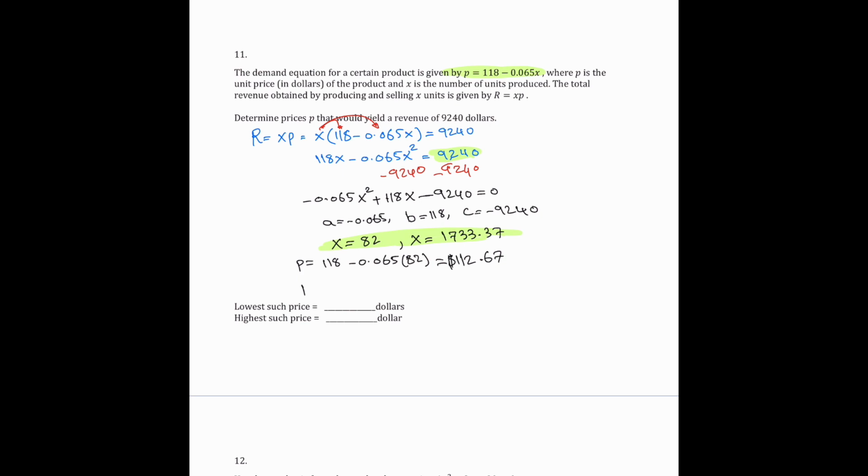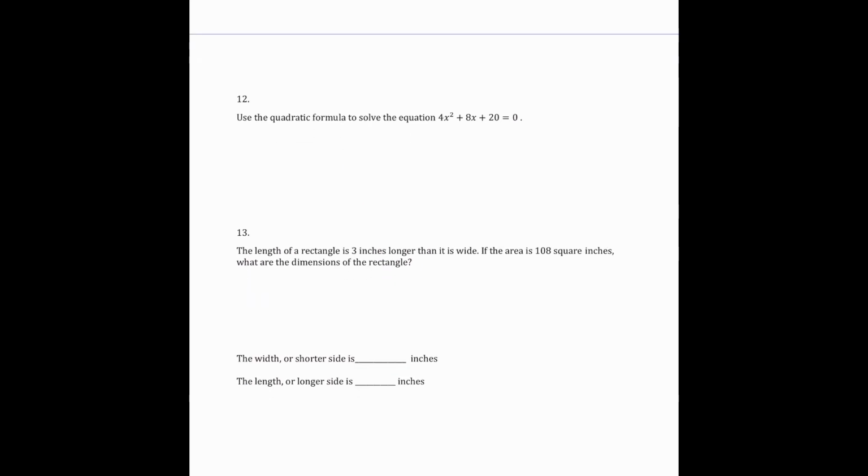And then the other price is when you plug in 1,733.37, and you're going to get $5.33. So the smaller price is going to be $5.33, and the bigger price is going to be $112.67.